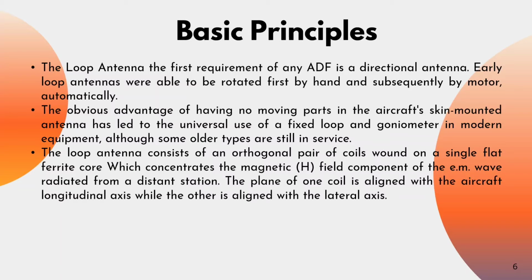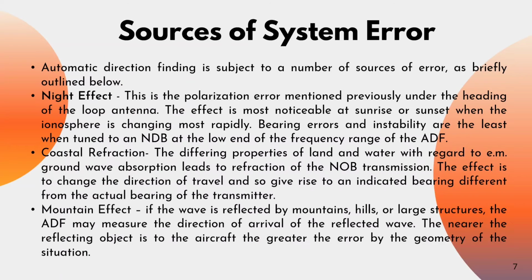The loop antenna consists of an orthogonal pair of coils wound on a single flat ferrite core, which concentrates the magnetic field of the EM wave radiated from a distant station. The plane of one coil is aligned with the aircraft longitudinal axis while the other is aligned with the lateral axis.